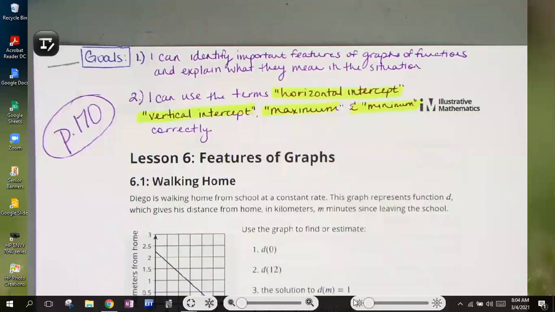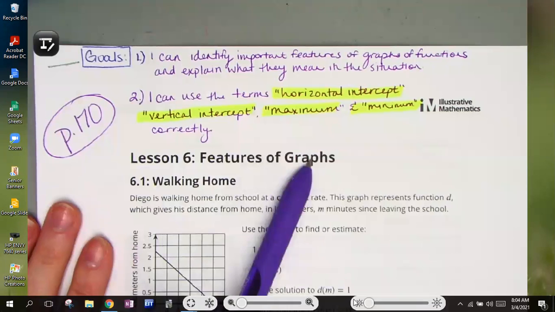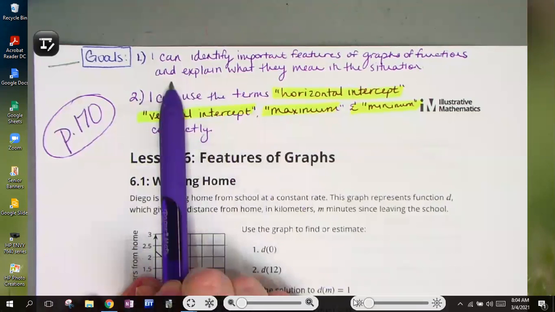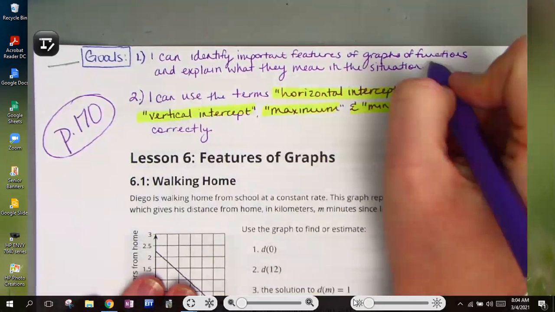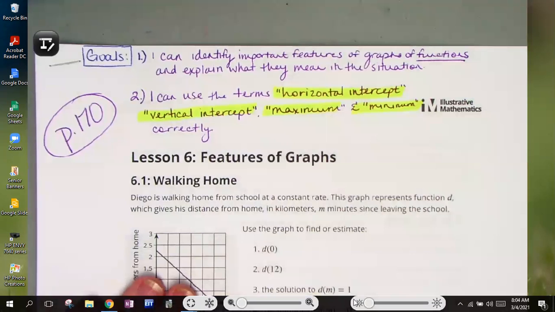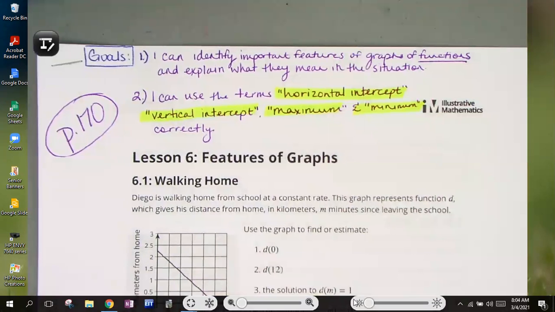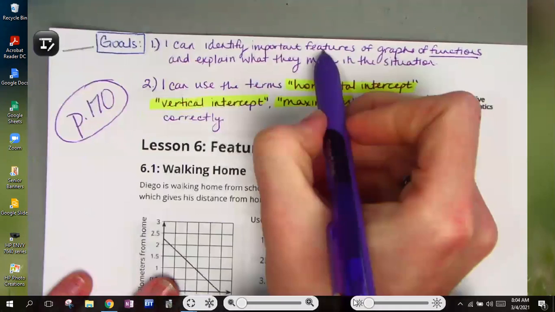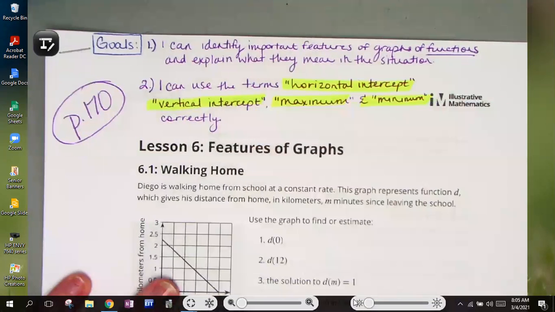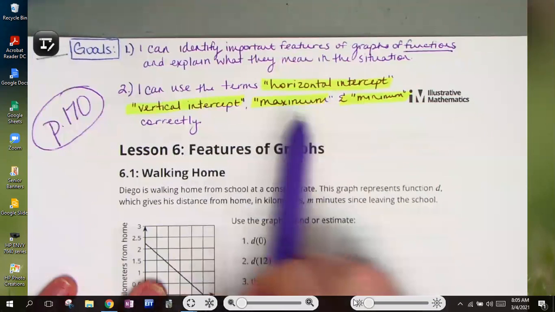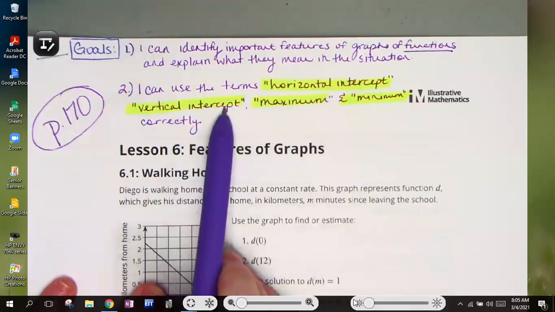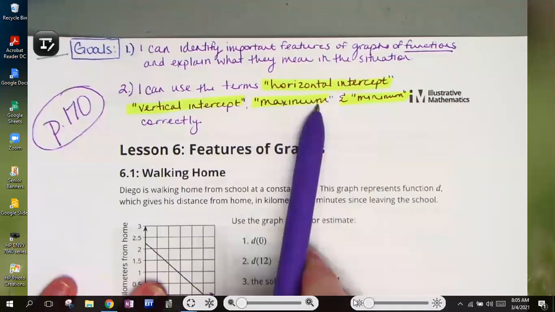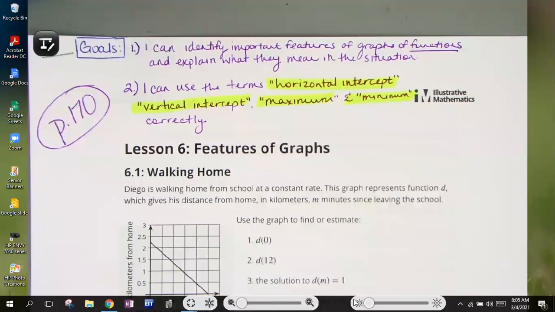All right. Lesson 6 is features of graphs. So we can identify important features of graphs of functions. We're still looking at functions in this lesson, and we're going to explain what they mean in the situation. So these different features, we're going to talk about what they mean in a real world situation. And then we can use the terms horizontal intercept, vertical intercept, maximum, and minimum correctly when we're talking about these features.